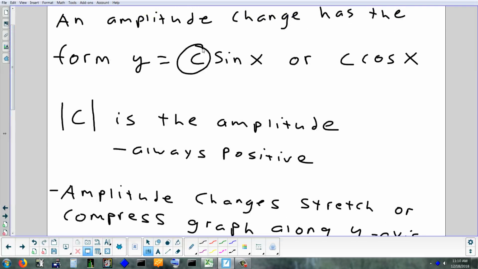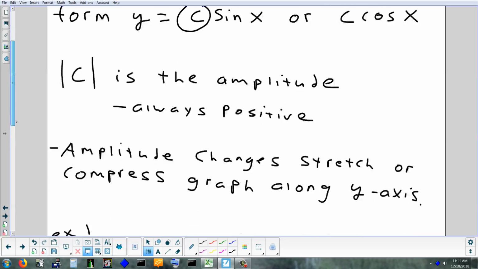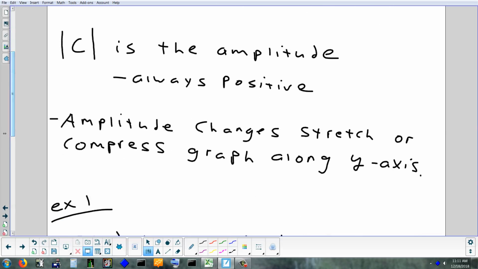Does anybody remember what happens when you put a negative in front? What does that cause your graph to do? Yep. Flip. So the negative would cause a flip when you sketch it. But flipping doesn't change the amplitude. Okay? So you always take the absolute value if they ask, what is the amplitude? And that part I already said. You're stretching or compressing the graph along the y-axis.